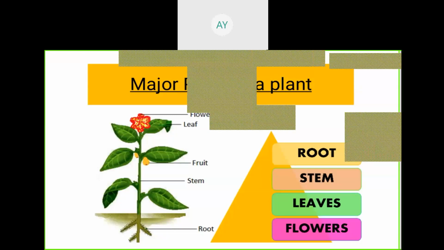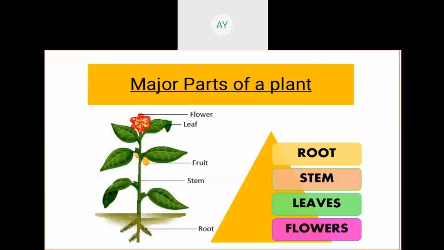So the next part of the plant is known as the flower. You know, the flower is the most attractive part and the reproductive part of the plant.